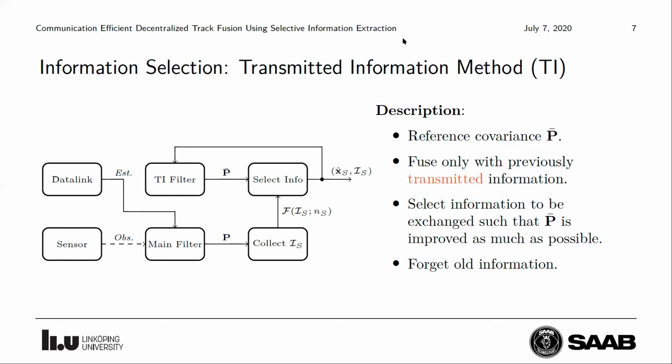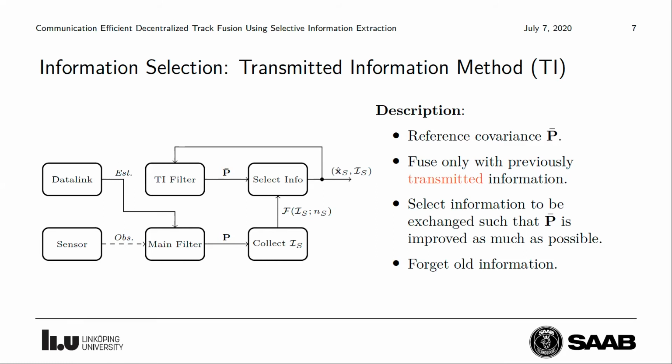A more sophisticated method is the transmitted information method illustrated on this slide. Here another covariance P bar is introduced to represent the summary of the previously transmitted information. P bar is kept locally in each fusion center. All information being transmitted from a fusion center is also fused with P bar in the TI filter. The main filter fuses estimates received by the data link and measurements with the current track estimate.